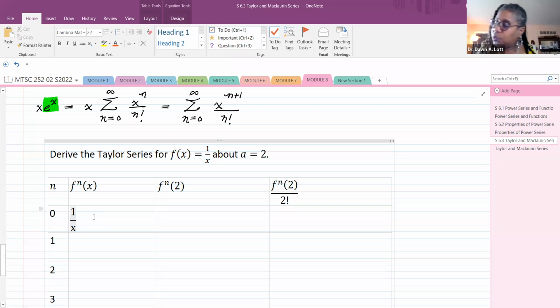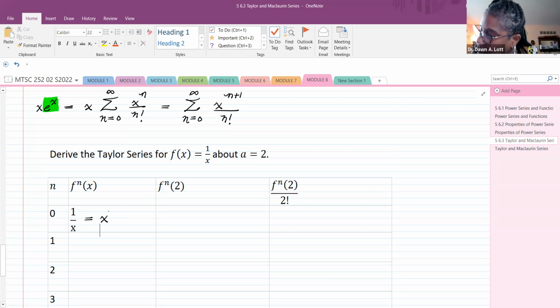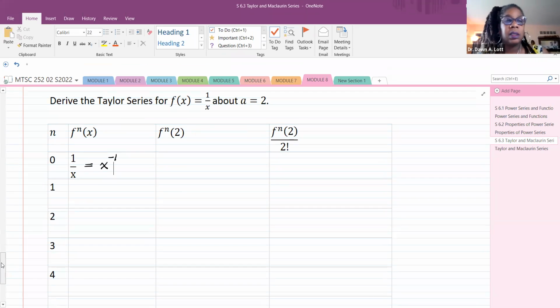All right, so this one is easiest if I take the derivative in this form of it being x to the negative 1. Any questions about that? x to the negative 1. Okay, so that's the function, 1 over x. I need to go straight down this column and take derivatives. What I am not going to do is simplify. I do not want to simplify until I figure out my formula.